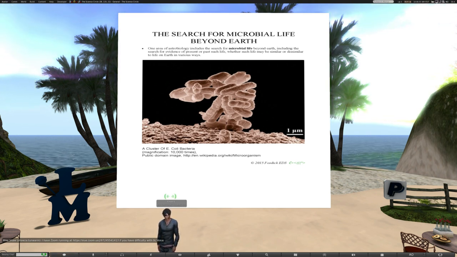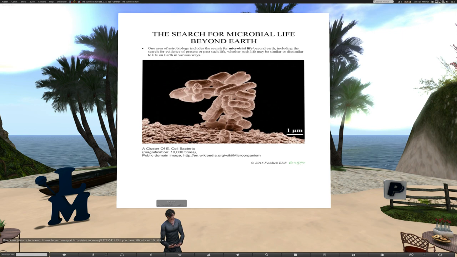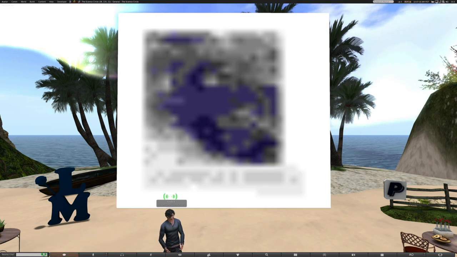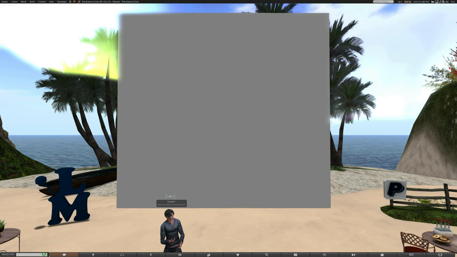I want to pull up that slide for a second. Let me just see here. No, that's not it. 1A2. Sorry, just let me pull up the correct slide. It's a little hard to organize slides in Second Life.